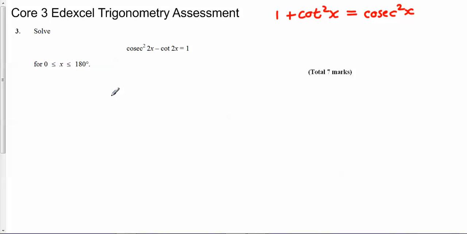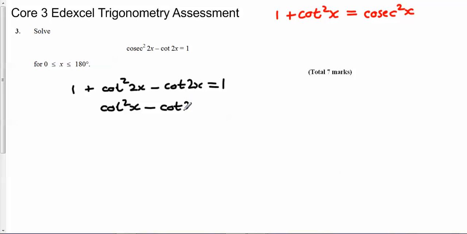If you spot that, then you can quite quickly change this into a quadratic in terms of cot 2x, because cosec squared 2x can be replaced by 1 plus cot squared 2x, minus cot 2x equals 1. I'll take away 1 from both sides and we've got cot squared 2x minus cot 2x is equal to 0. Factorising that, we get cot 2x and in the brackets cot 2x minus 1.